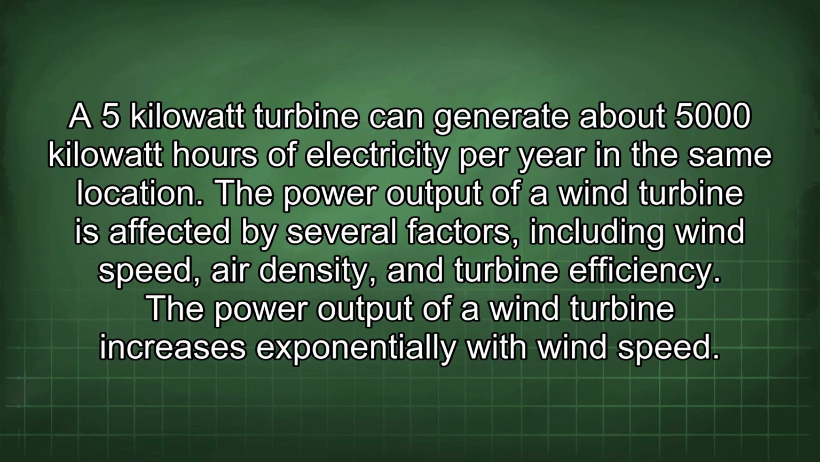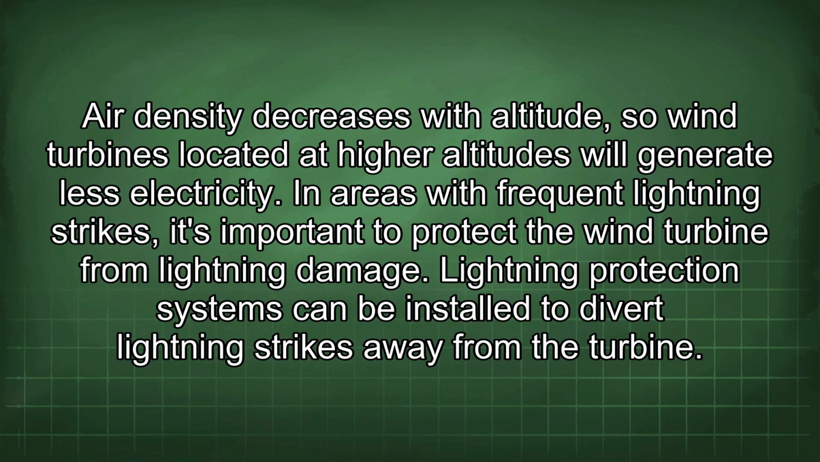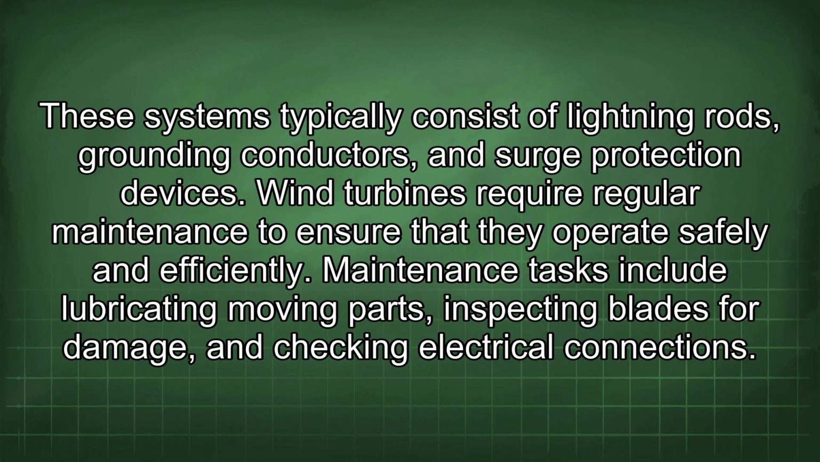The power output of a wind turbine is affected by several factors, including wind speed, air density, and turbine efficiency. The power output of a wind turbine increases exponentially with wind speed. Air density decreases with altitude, so wind turbines located at higher altitudes will generate less electricity. In areas with frequent lightning strikes, it's important to protect the wind turbine from lightning damage. Lightning protection systems can be installed to divert lightning strikes away from the turbine. These systems typically consist of lightning rods, grounding conductors, and surge protection devices.